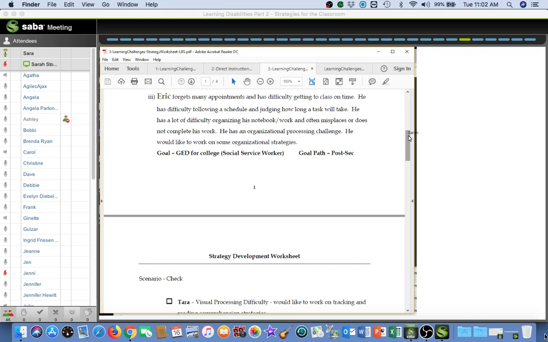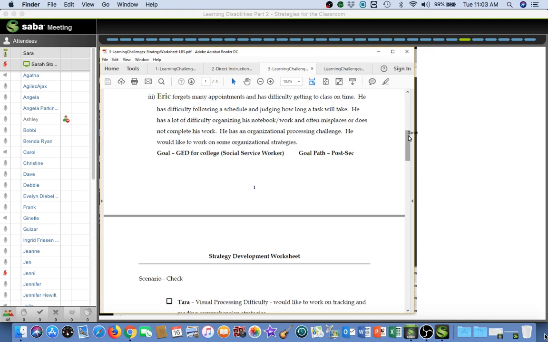So you have three to choose from. Of course, you're welcome to develop your own case study based on your learners. That makes perfect sense. But if one of these, for the purposes of this activity, makes sense for you, then for sure I encourage you to work with those.